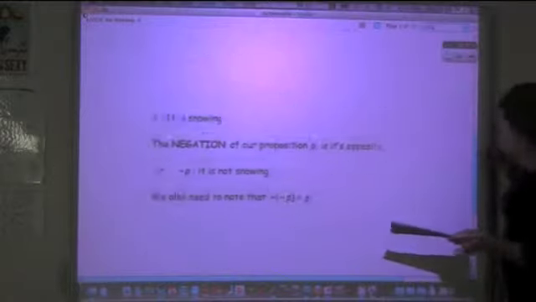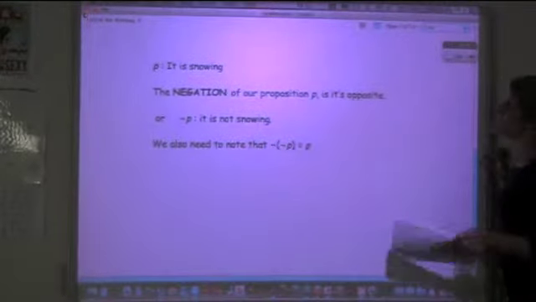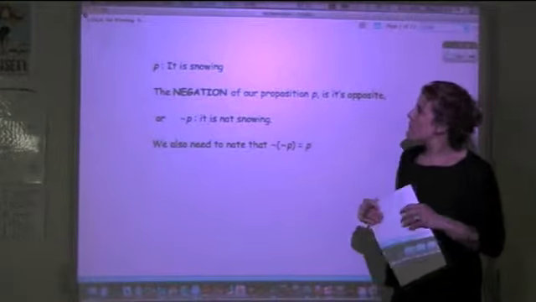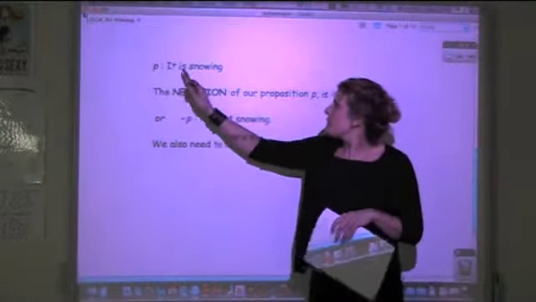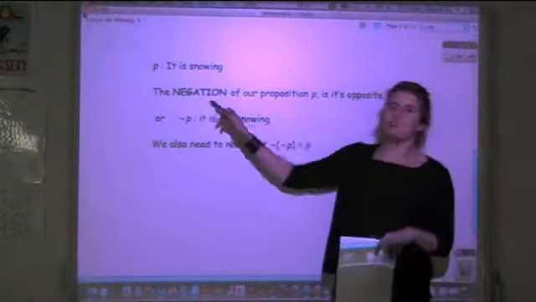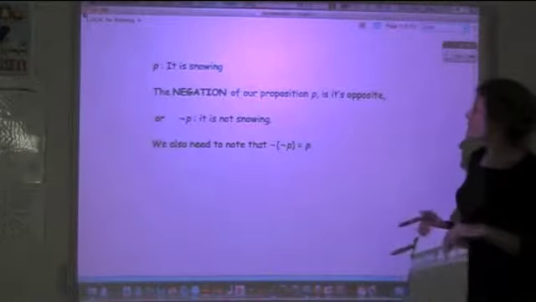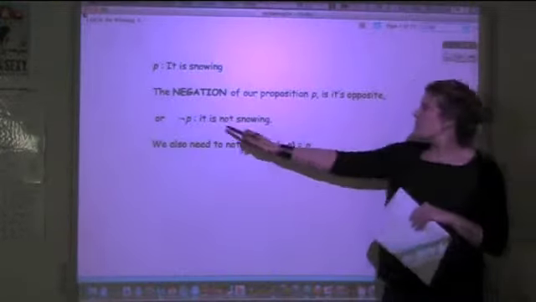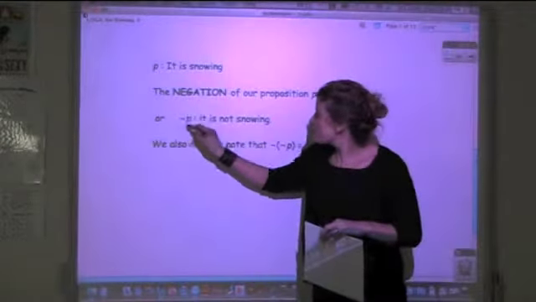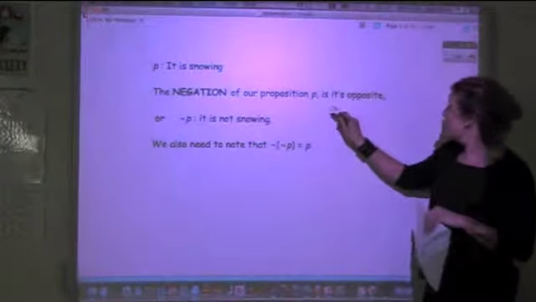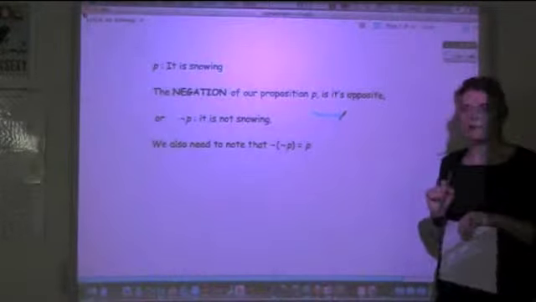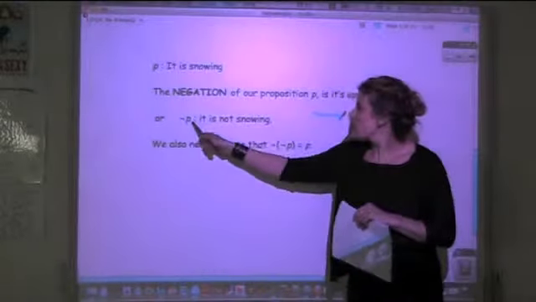And as usual in mathematics, we use letters to represent our propositions. So in this case, our proposition P, with our colon, is that it is snowing. So if that's our proposition, the negation, or the opposite of our proposition, is that it is not snowing. And we represent that by using this symbol here, and it actually looks like a negative sign, with a little drop down at the end. So that is the negation of P.